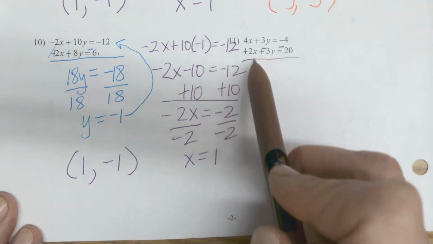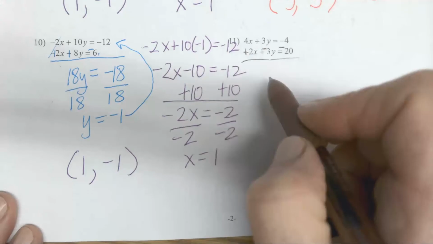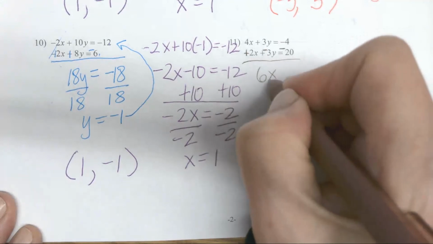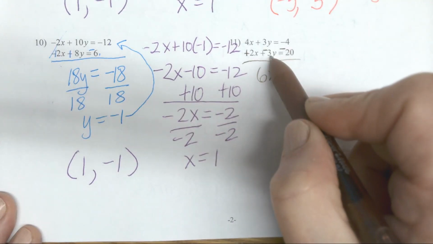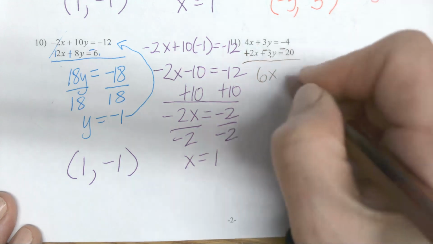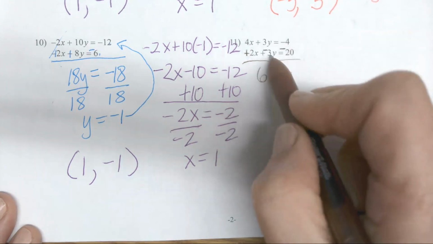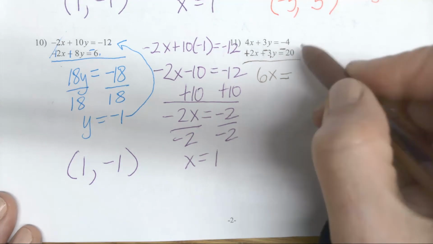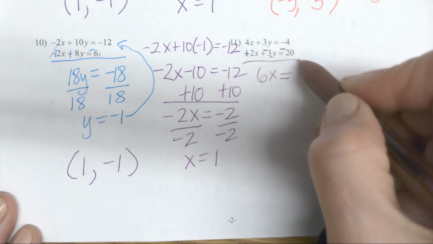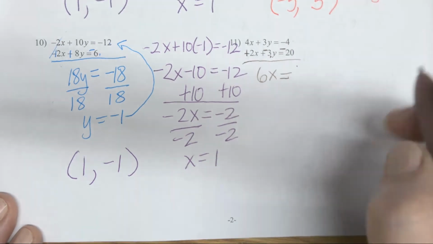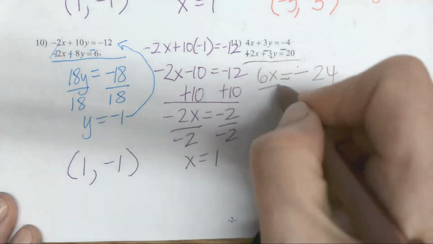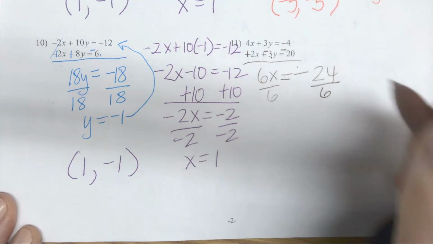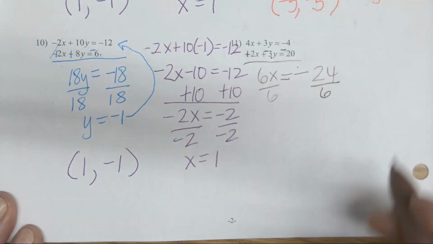What's 4x plus 2x? 3 plus negative 3. 0. Wait, plus? 3 plus negative 3. Oh, okay. Yep. Negative 4 plus negative 20. Negative 24. Solve by dividing by 6.